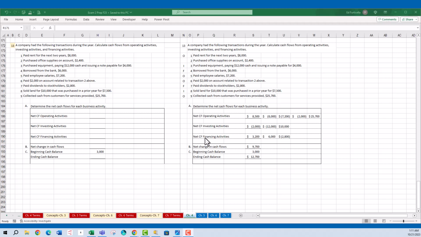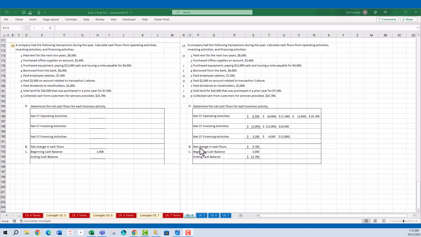When it comes to financing activity, we borrowed $6,000, so that represents a cash inflow. We paid a dividend of $2,800, that's a cash outflow. So when we net the cash inflow and the cash outflow, we get a net cash inflow of $3,200.